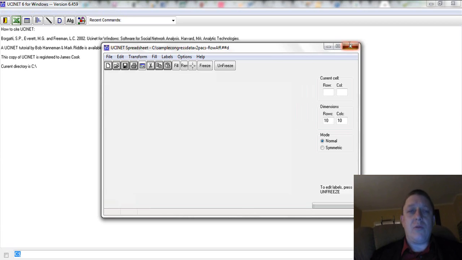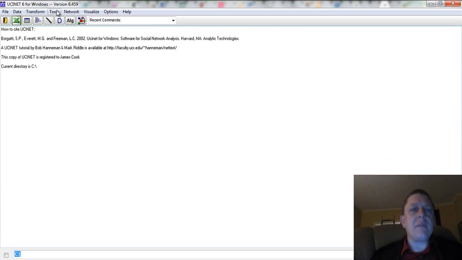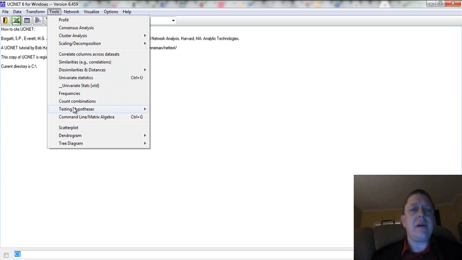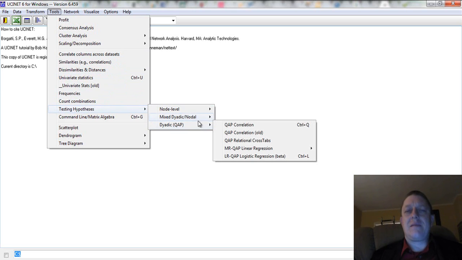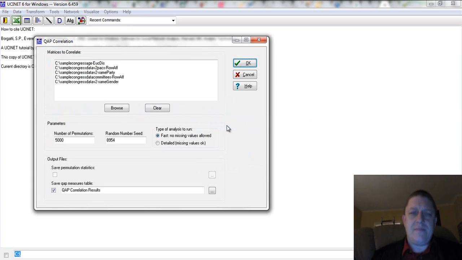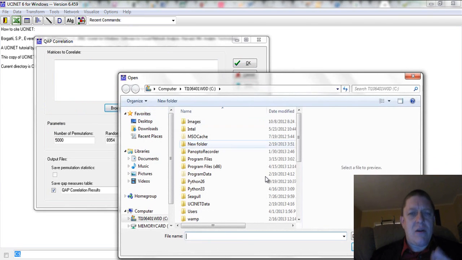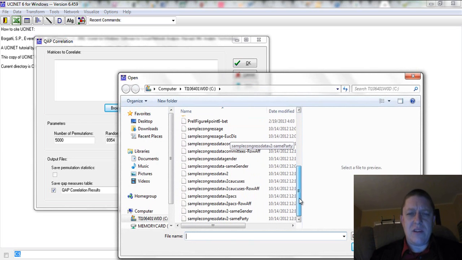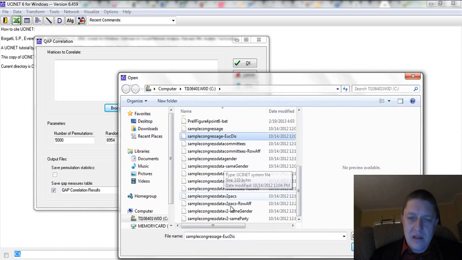Let's run a QAP correlation. To do that, I'm going to go over to Tools, and I'm going to let UCINET run this for me. I'm going to go to Testing Hypotheses. I'm going to select Dyadic QAP, Quadratic Assignment Procedure. We talked about that in lecture last week. And I'm going to hit QAP Correlation. Then I am going to browse for some matrices. If you are looking for those and you've got a lot of files to work from, make sure you know which ones you're working with. Then hit the Control key as you select, and you can select more than one at once, which is super handy.